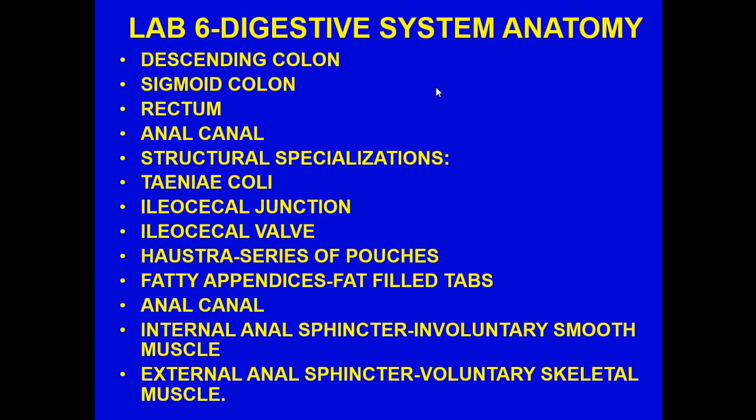Haustra are the series of pouches or billowing out structures of the membrane of the large intestine. We also have on the exterior what they call fatty appendices. These are fat-filled tabs. And then, of course, we have the anal canal, and the anal canal consists of the internal anal sphincter.